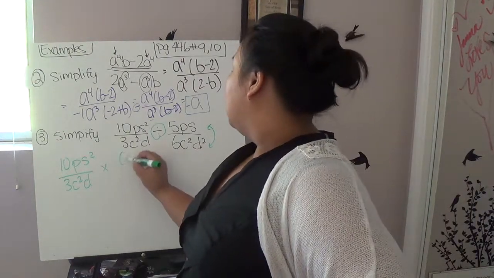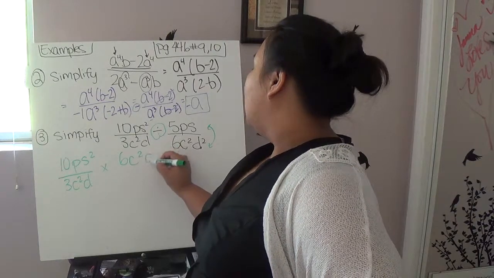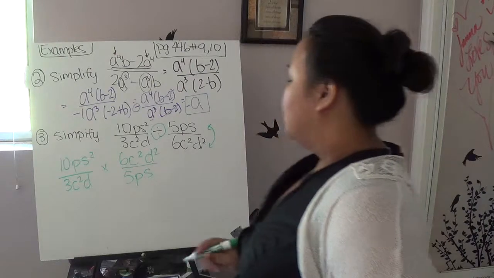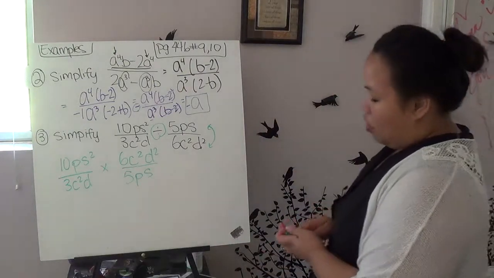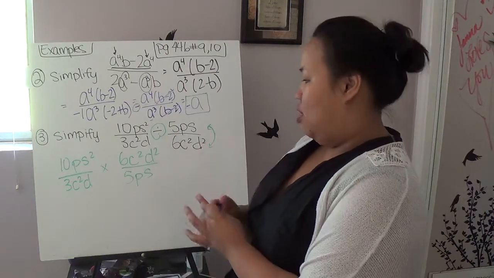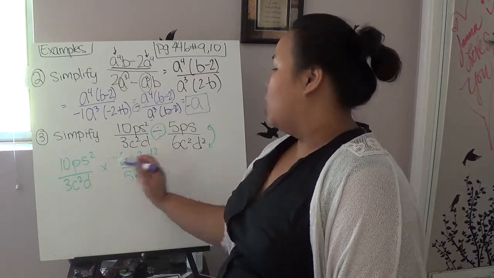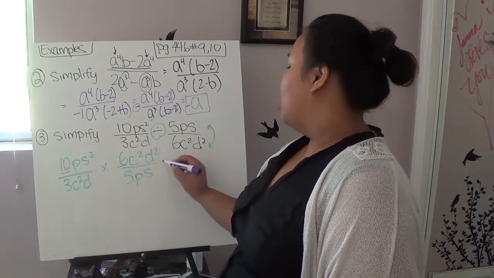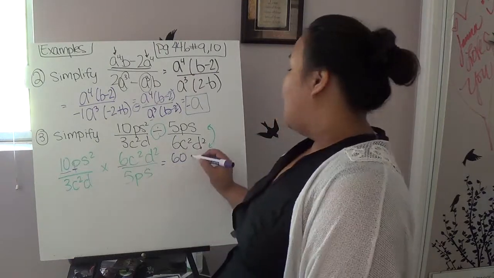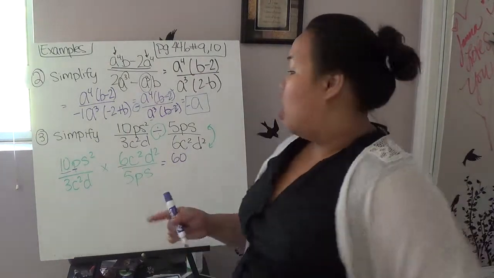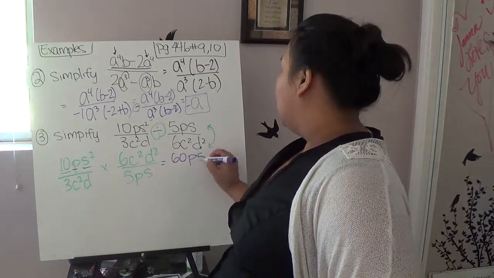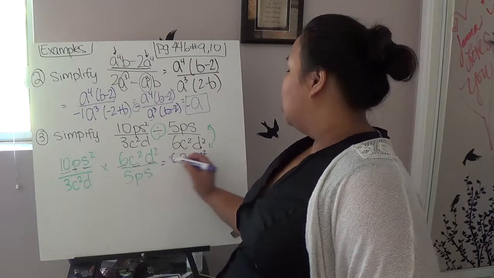So this is 6c squared d squared over 5ps. From here, then I can multiply things together. So I'm going to multiply just straight across. 10 times 6, I'm going to multiply like terms, which gives me 60. P, there's no other P. Remember, I'm underlining so I know whether I've done it or not. There's no P, so I'm going to just bring that P over. S squared, there's no S squared, so I'm going to bring that S squared over. And c squared, d squared.